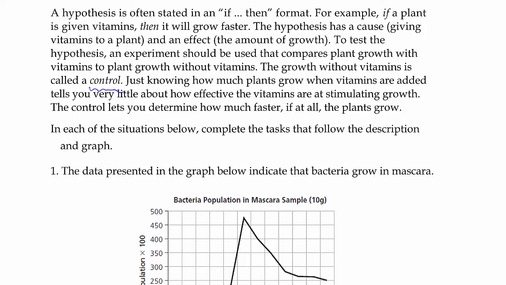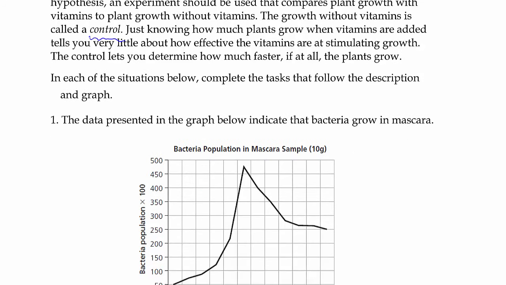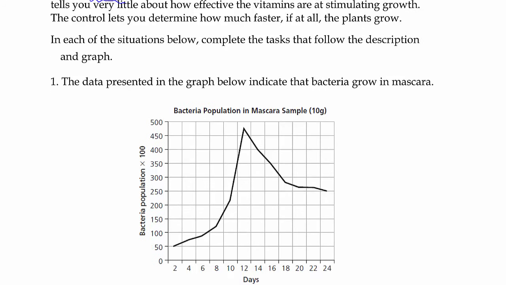In each of the situations below, complete the tasks that follow the description and the graph. Number 1, you see this beautiful graph. Graphs are so useful in science because it is a visual representation of how two variables interact with each other. This, of course, is the y-axis. Notice it's the bacterial population. We're going from 50 to 500, and notice it's times 100. So 50 times 100, 100 times 100, etc., just because we don't want to have to write a huge number out here. That bacterial population is changing in relation to what you control, the days.